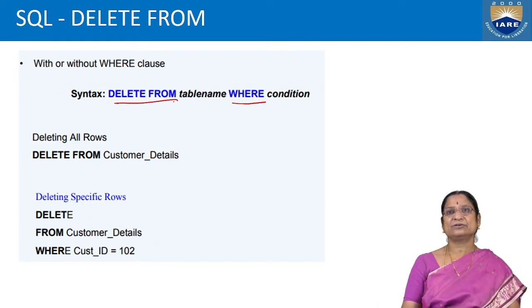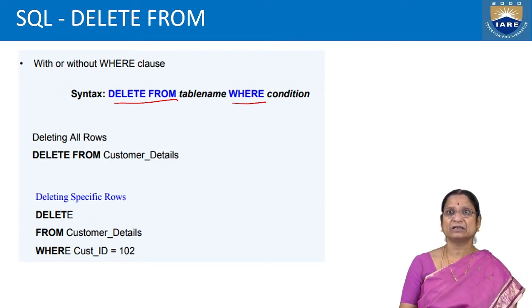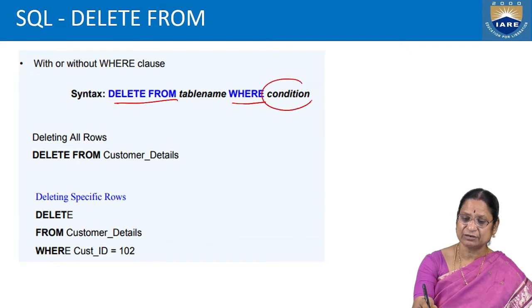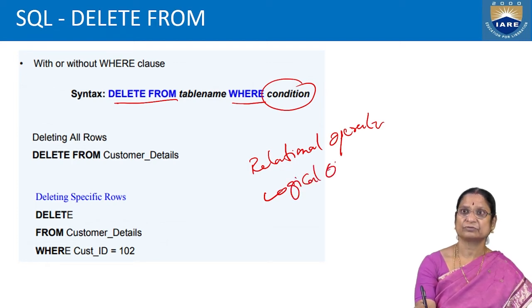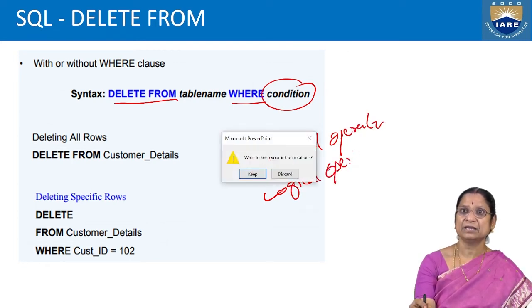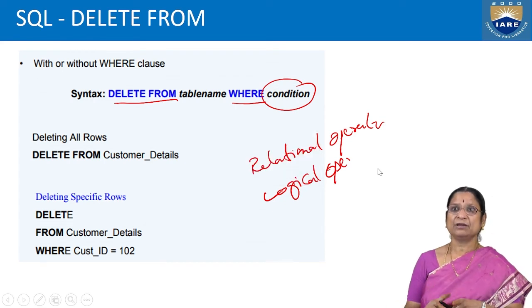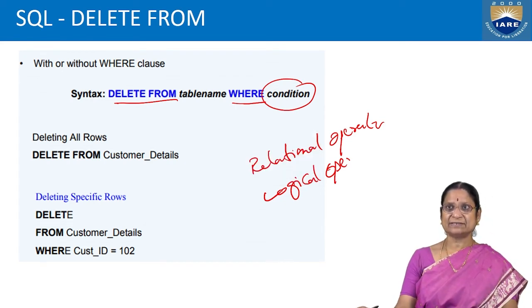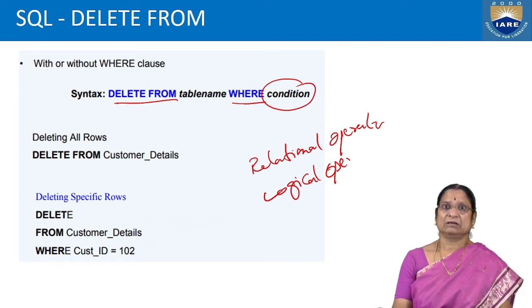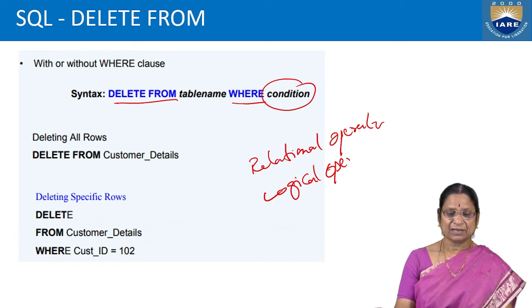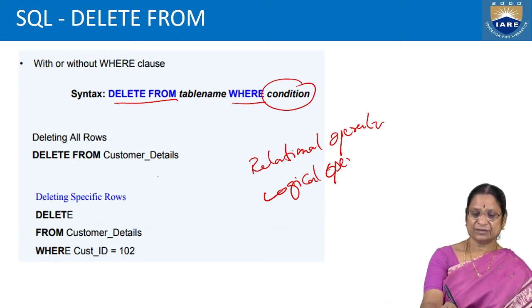This blue color is considered to be reserved words. While writing this condition, we will use relational operators and logical operators, depending upon the conditions. The condition can be a combination of attributes as well as relational operators and logical operators. Example: delete from customer details. We didn't use any where condition.